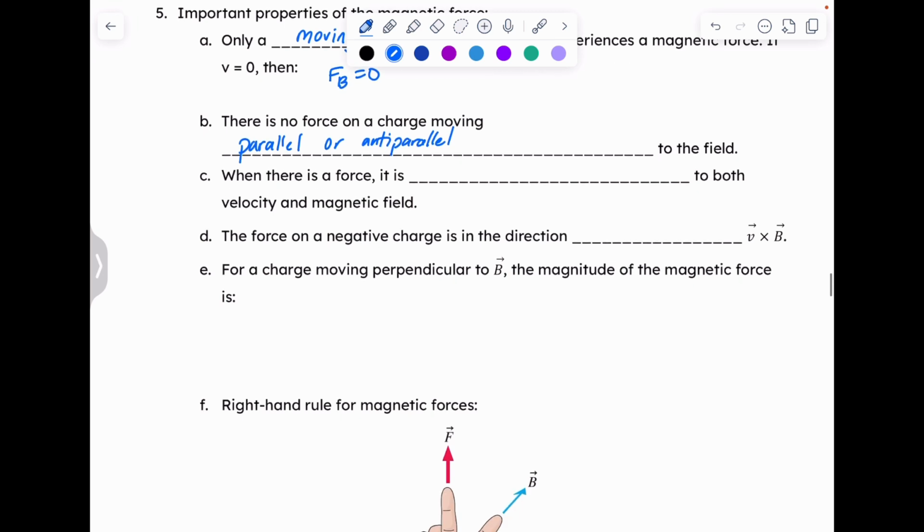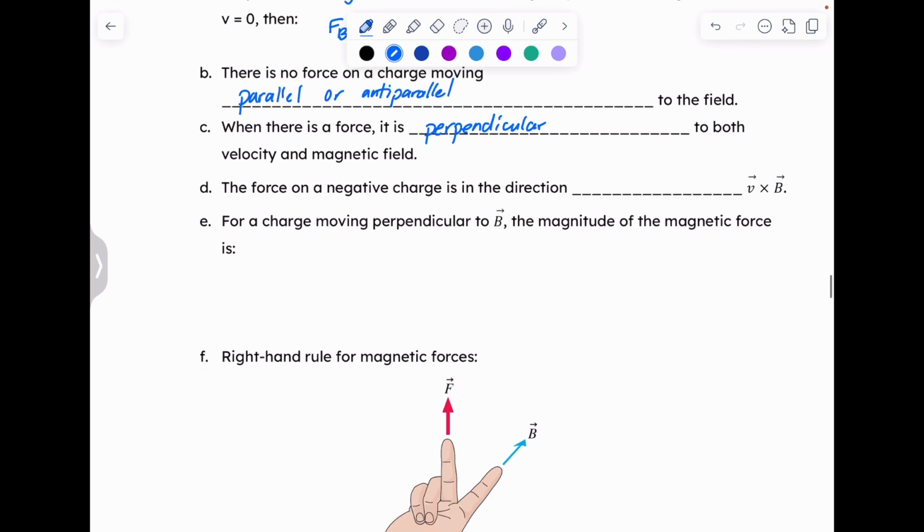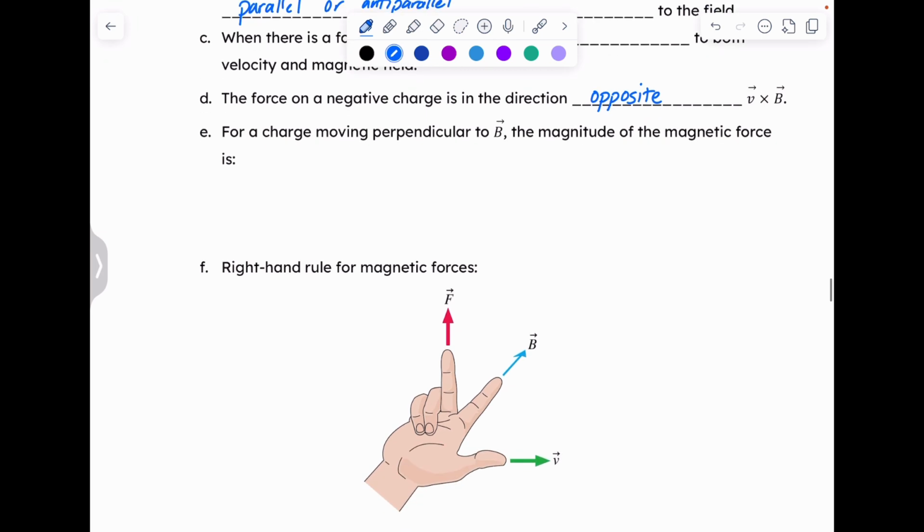When there is a force, it is perpendicular to both v and B, and the force on a negative charge is in the direction opposite v cross B. If the charge is moving perpendicular to B, then F_B is just qvB.